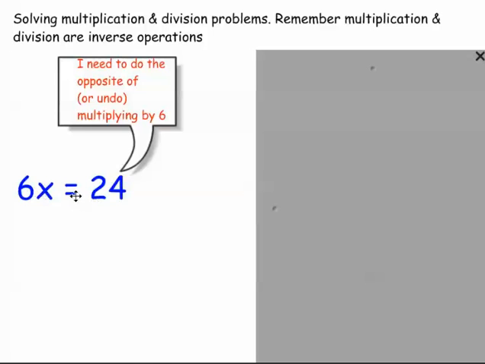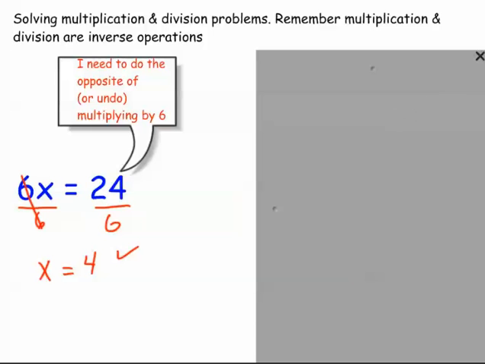So 6x equals 24, or 6 times something gives me 24. Again, the opposite of multiplying would be to divide. So I'm going to show my division by going like this. Remember, the fraction bar is a division sign. So 6 divided by 6 cancels out. All I'm left with is x equals, and then 24 divided by 6 is going to give me 4. Let's check it. 6 times 4 equals 24, so I'm good.